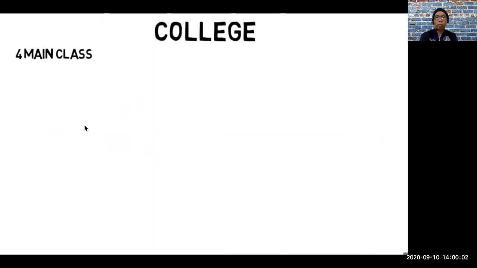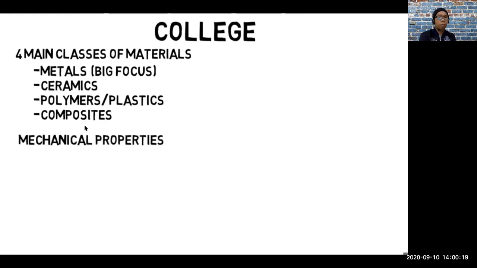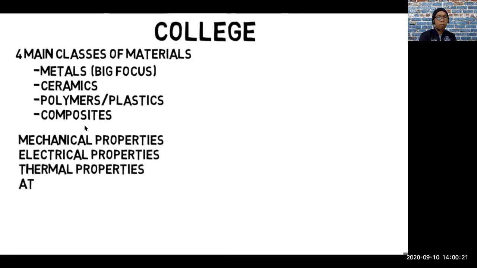But now let's see what you can expect in college and kind of zoom in a little more on these materials. So you're going to cover the four main classes of materials, which are metals, ceramics, polymers or plastics, and composites. And although you learn a lot about everything, there's a big focus on metals. Now, when it comes to all these materials, big things we care about that you'll learn are the mechanical properties, electrical properties, thermal properties, as well as the atomic structures.